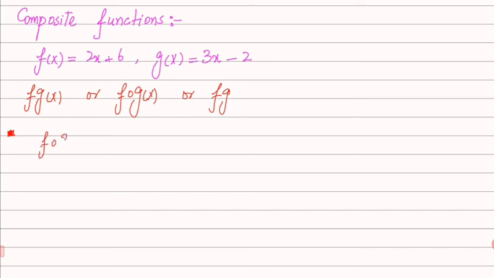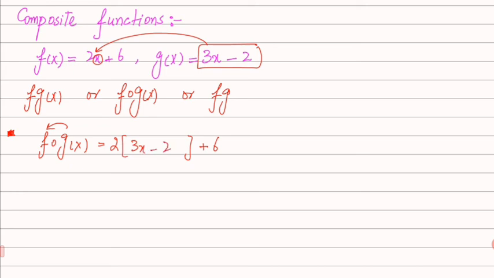Suppose I need to find f of g of x. This operates in the way that g is put in the function f. You're going to put this function g of x back in this function where there is x. So it's 2 times 3x minus 2 plus 6. You know, g of x is put here at the place of x. So it is 2 times 3x minus 2 plus 6. That makes it 6x minus 4 plus 6. That is equal to 6x plus 2. This is f of g of x.